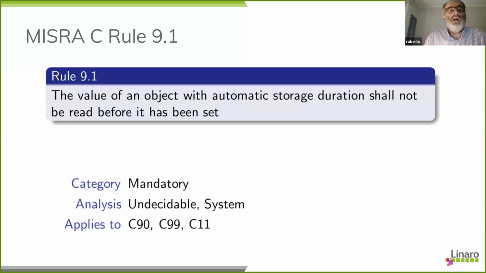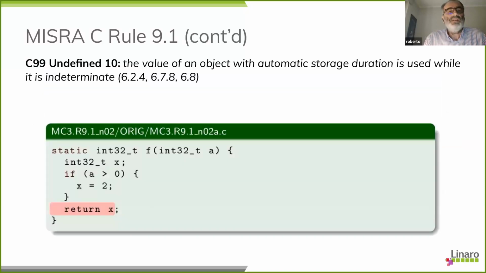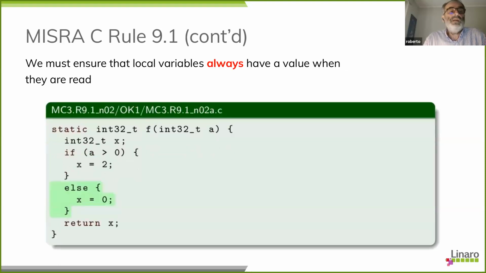Rule 9.1 is mandatory because it's directly connected to undefined behavior. It says the value of an object with automatic storage duration shall not be read before it has been set, because it's undefined behavior. Here we have an example of violation. If a is greater than 0, then x is initialized before the return statement, but otherwise it's left uninitialized and still the return statement reads it. A possible solution is to add an else branch where another initialization for x takes place.